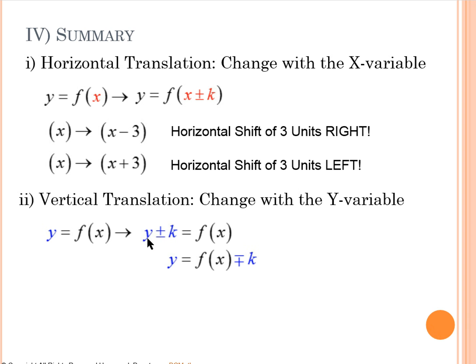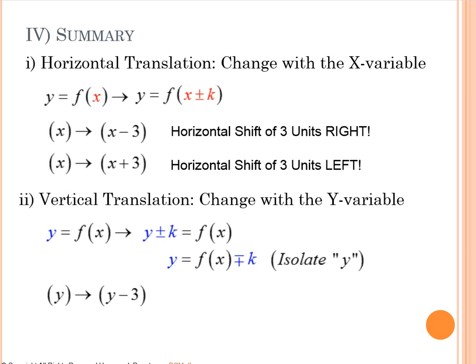All right? Sometimes you'll see it like this, where y is being affected, and sometimes you might see the constant on the other side of the equation. But notice that the x variable is not being changed, so this indeed represents a vertical translation. So please don't get that mixed up.